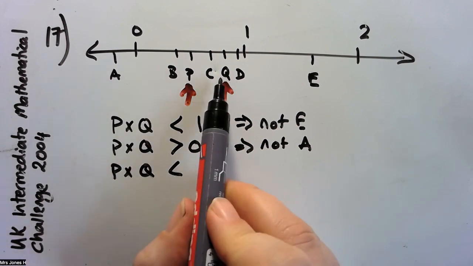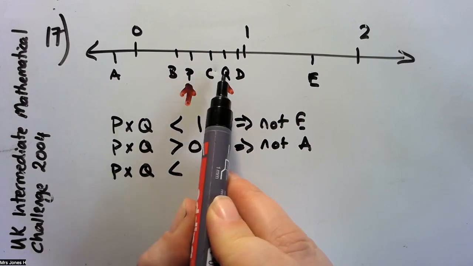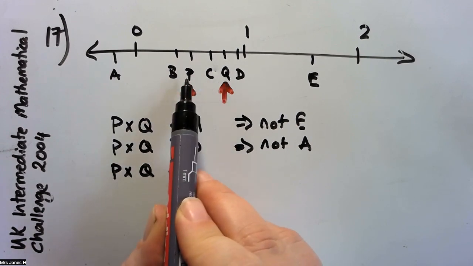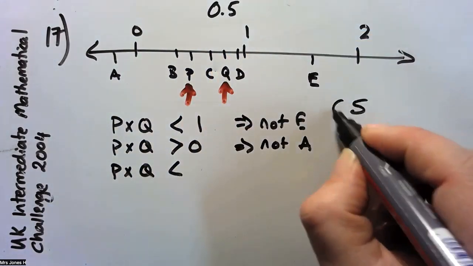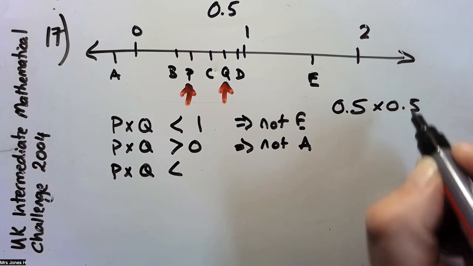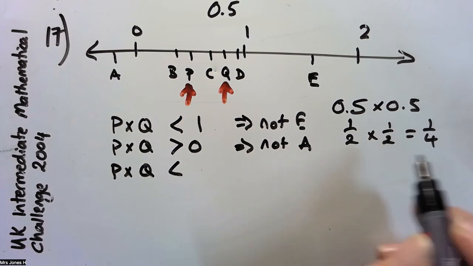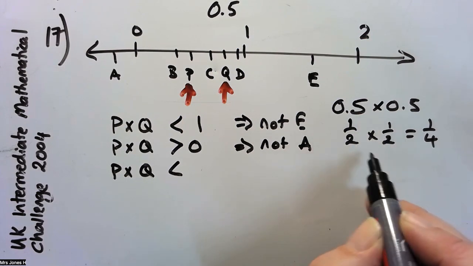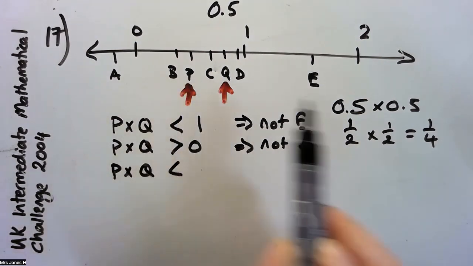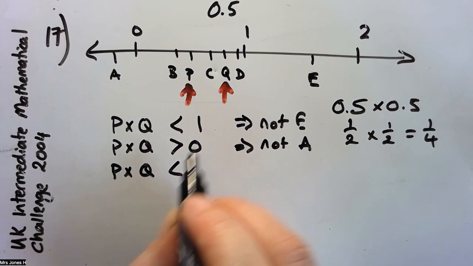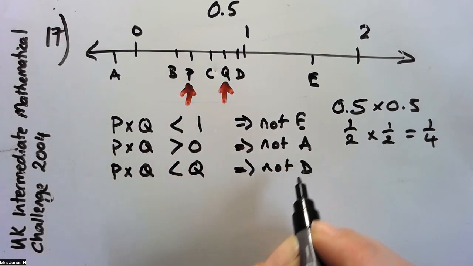P multiplied by Q is still going to be less than Q. If you've got two numbers that are less than 1, let's give an example of 0.5, half, 0.5 multiplied by 0.5, or half multiplied by a half, is going to equal a smaller number, half of a half. That's what this says. What's half of a half? And if we've got two numbers that are less than 1, then actually we're going to be less than Q. Therefore, it's not going to be D.